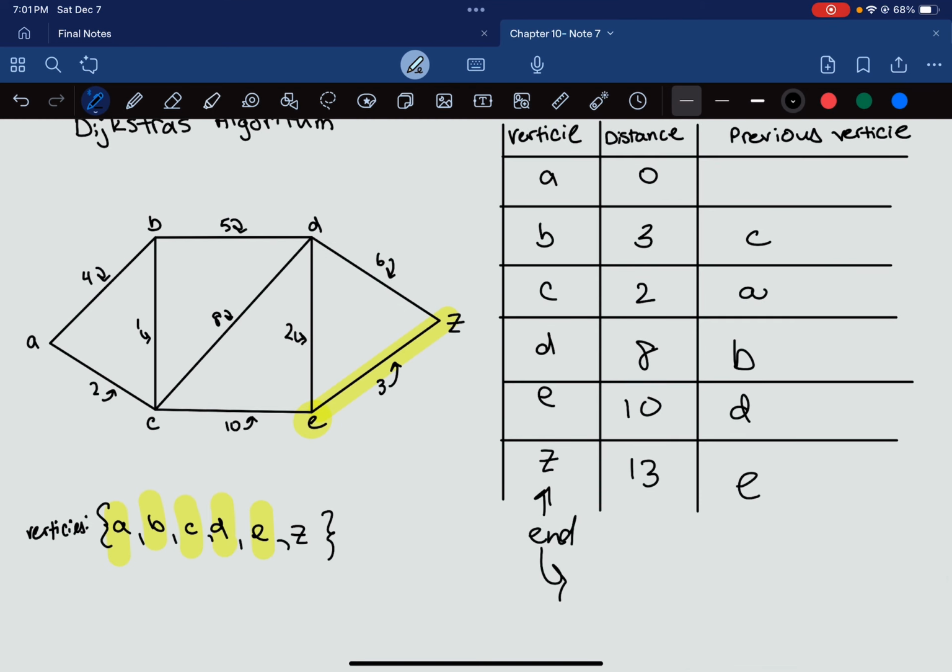Now our path is read starting backwards. Our last one is Z, then it was E, then D, then B, then C, then A. And now that is our shortest path. The end.